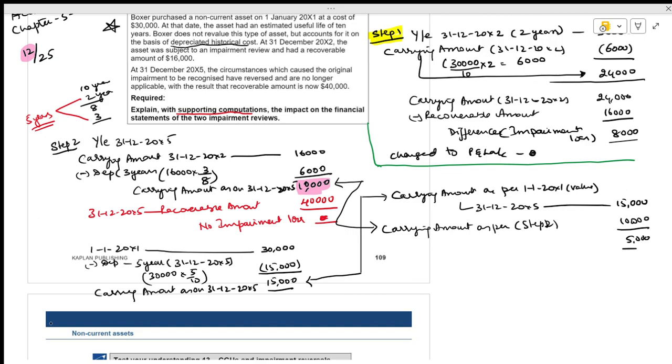The reversal of the loss to be recognized is how much? Only to the extent of 5,000. As simple as that. Otherwise, what will happen? You are increasing the value for no other reason.